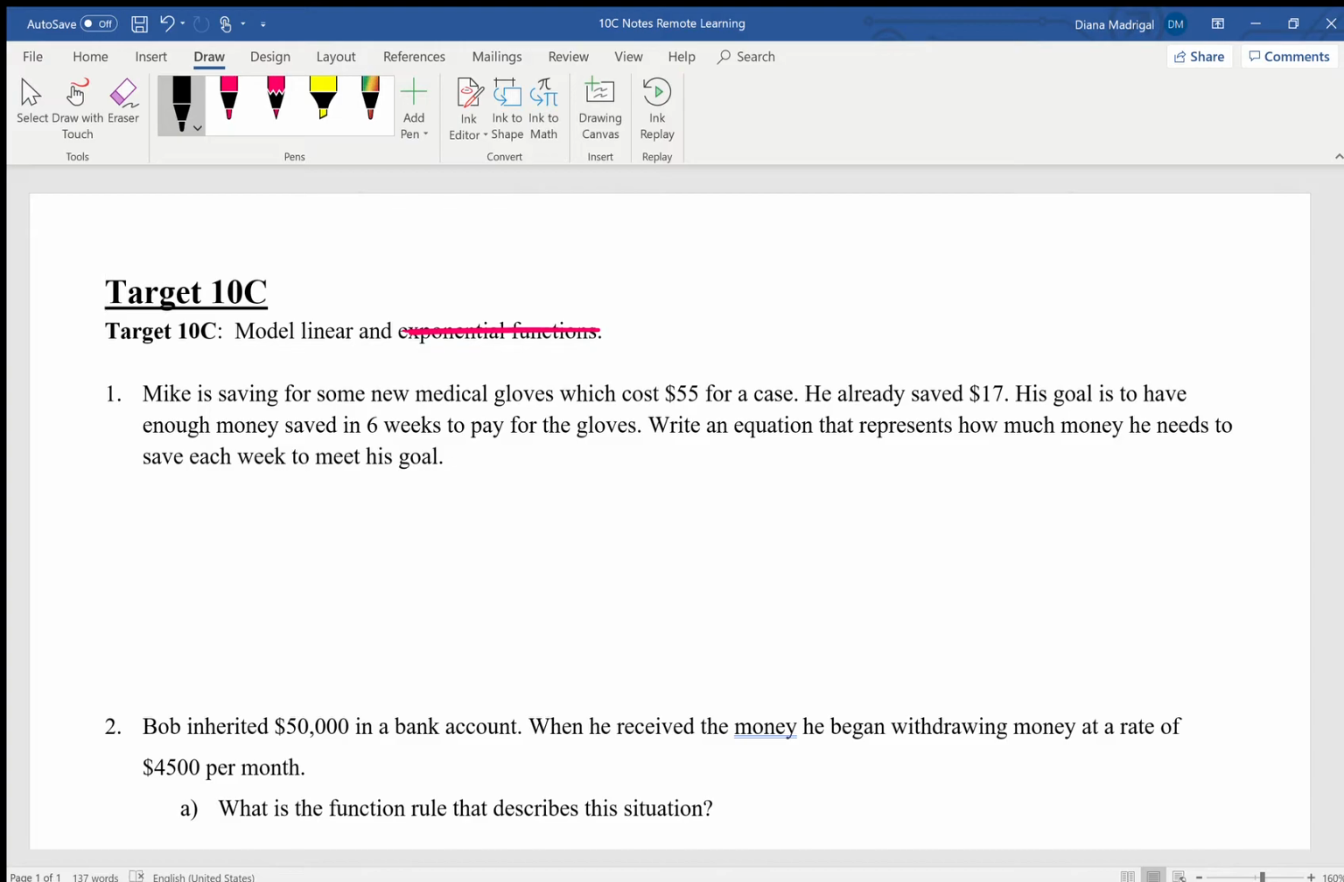Just to do a review really quick, remember linear functions are represented by y equals mx plus b. Let's try to understand again. Y means the output. If you put something in, that's going to be your output. That means that's going to be your total.